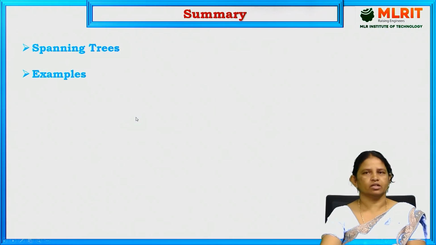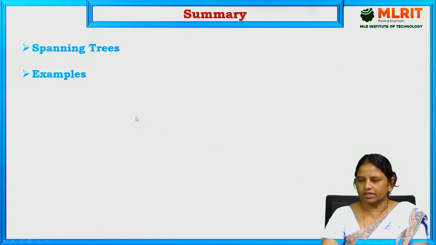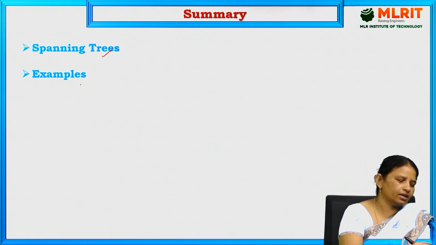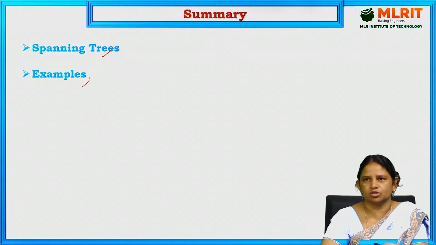So what we have discussed is what is meant by a tree, what the properties of a tree are, and what the definition of a spanning tree is. We also discussed some examples on spanning trees.